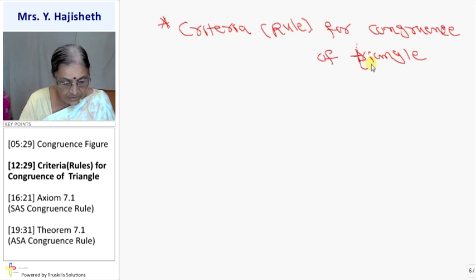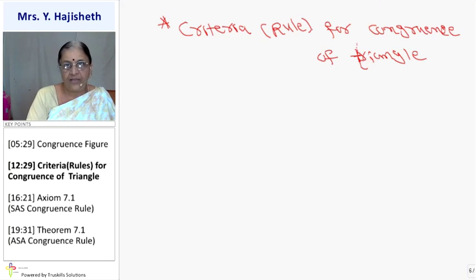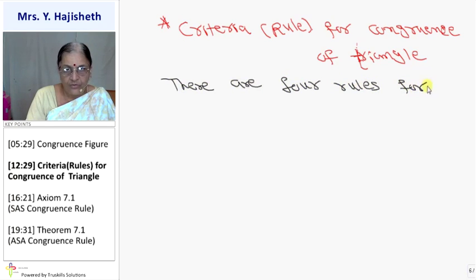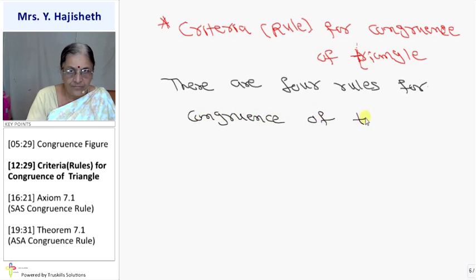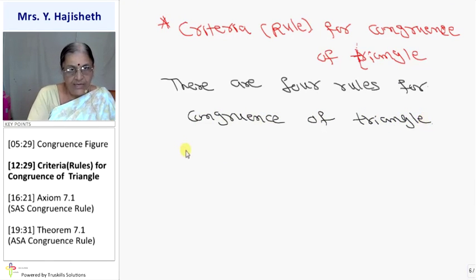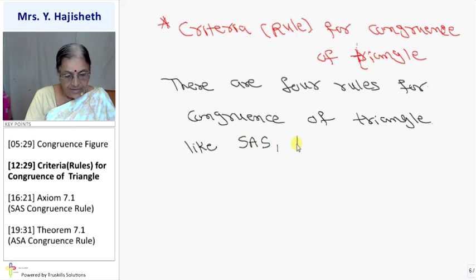In earlier class, you have learned 4 criteria. Yaad hai aapko? For congruence of triangle, there are 4 criteria, 4 rules. You have learned these 4, like pehla SAS, side angle side, two sides and an included angle; ASA, two angles and included side; or AAS, two angles and one corresponding side.